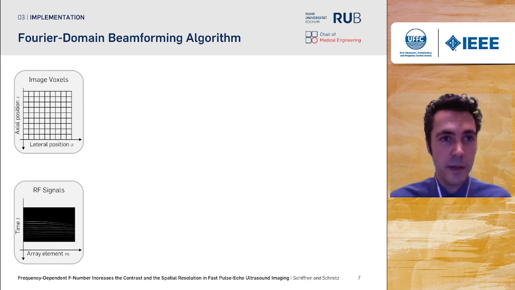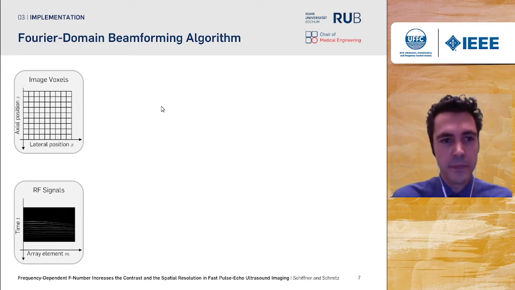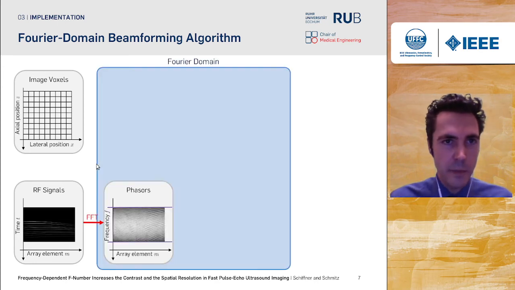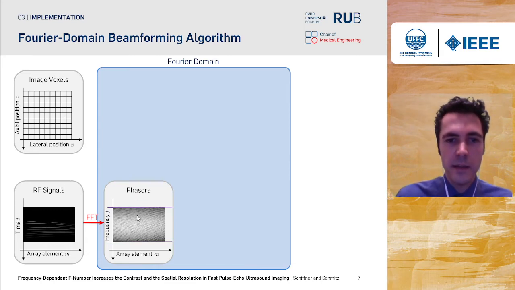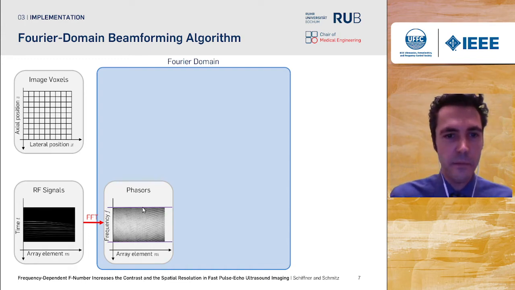To test this F number, we developed a Fourier-Domain beamforming algorithm. The inputs are a grid of image voxels and a set of RF signals. As a first step, we compute the Fourier transform of the RF signals, which results in a set of phasors in a limited bandwidth. This computation only has to be performed a single time.